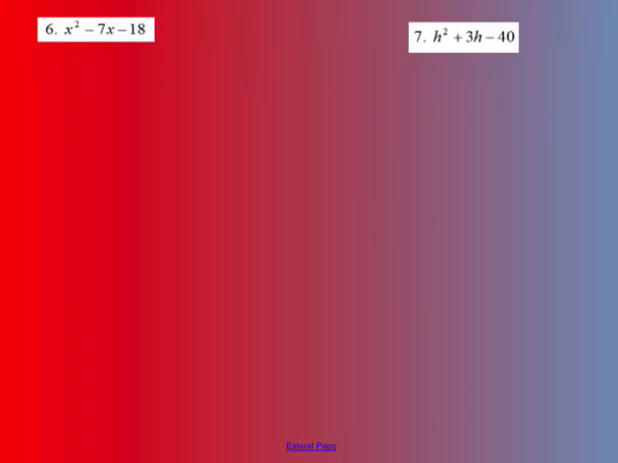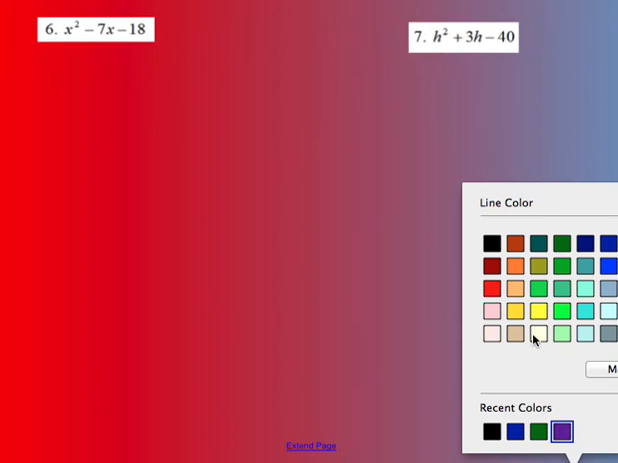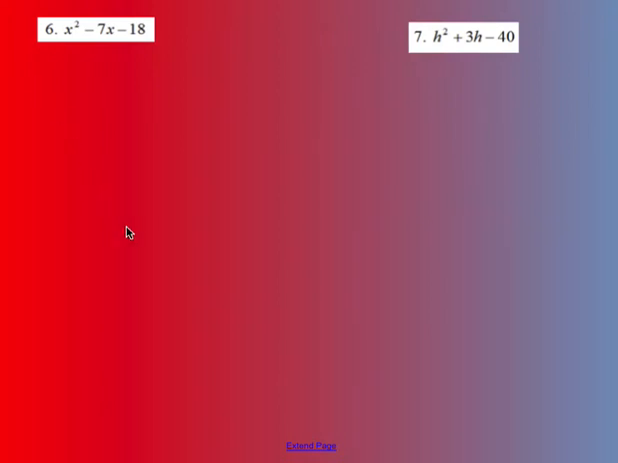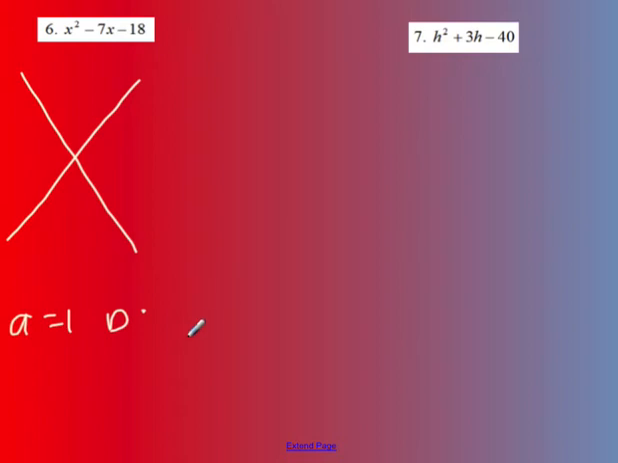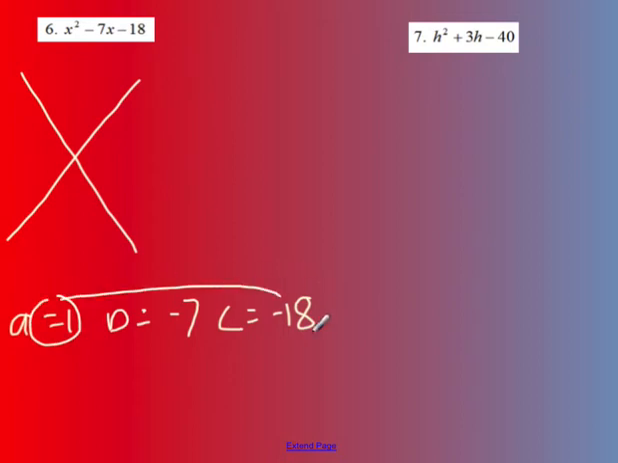So let's take a look at number 6. So for number 6, let's set up our x. So our a is going to be 1 because, again, there's no coefficient. Our b is negative 7, and our c is negative 18. So to get our product, we're going to take 1 times a negative 18. Now to start off with, a lot of these examples have been 1. That won't always be the case. So we're multiplying to negative 18 and adding to negative 7.